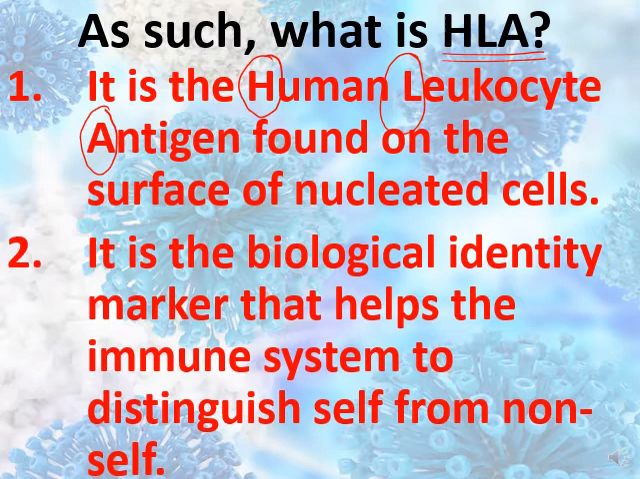So the biological identity marker helps the immune system to distinguish the self or non-self. If you have the HLA, meaning that we have the self cells. If they don't have the HLA, they are non-self.